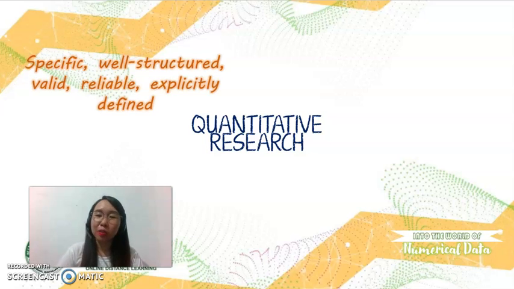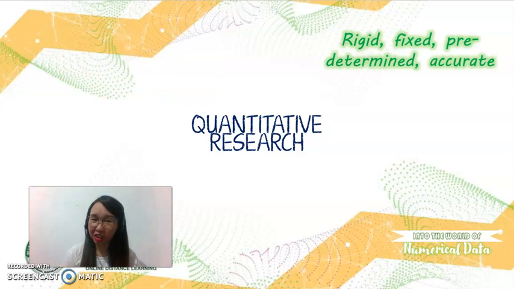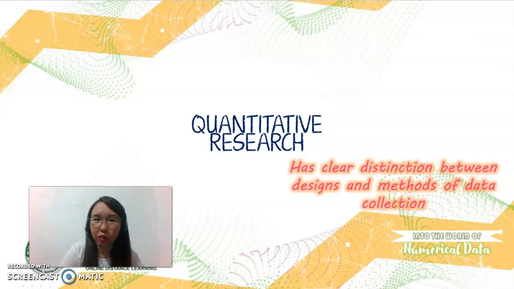First one, specific, well-structured, valid, reliable, and explicitly defined. There's a label in quantitative research. We like labels here. Another one is rigid, fixed, predetermined, and accurate. Those are good qualities, okay? Another one is it has a clear distinction between designs and methods of data collection. Now, for quantitative research, our research designs are not equivalent to research instruments.